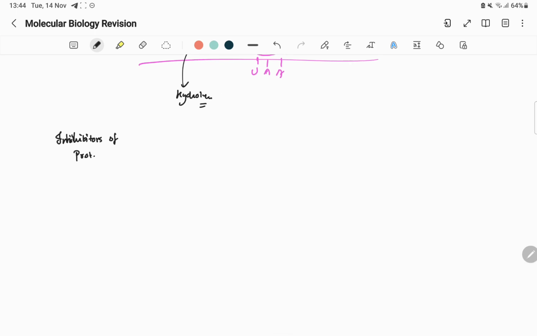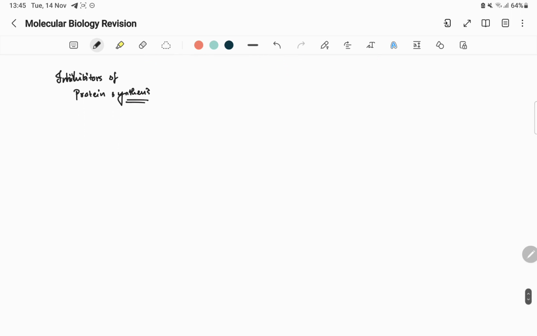of protein synthesis. Inhibitors of protein synthesis in eukaryotes. Okay, so first of all, there will be diphtheria toxin.